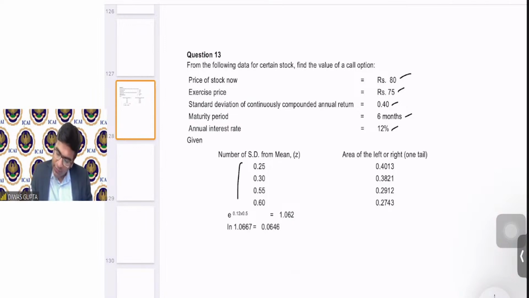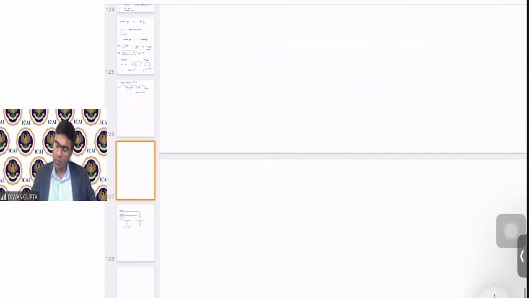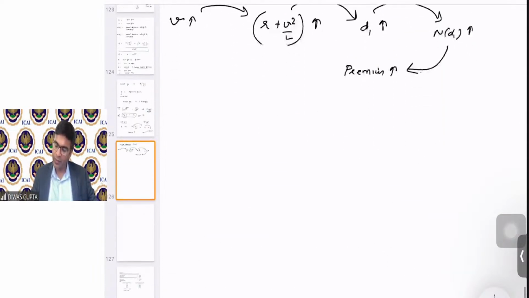Now they have also given us the number of standard deviations from the mean, and the areas according to it. They have given us the E and natural log. All this information is given. There is one more thing, students, that I would like to discuss before this question so that at least those two parts are clear.